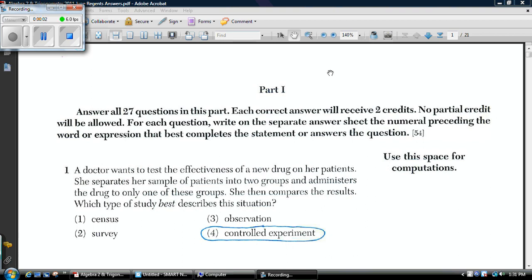Hi, okay, so we're here with the Algebra 2 Trigonometry June 2011 Regents, and we're just going to go through it, the entire multiple choice and short answers.